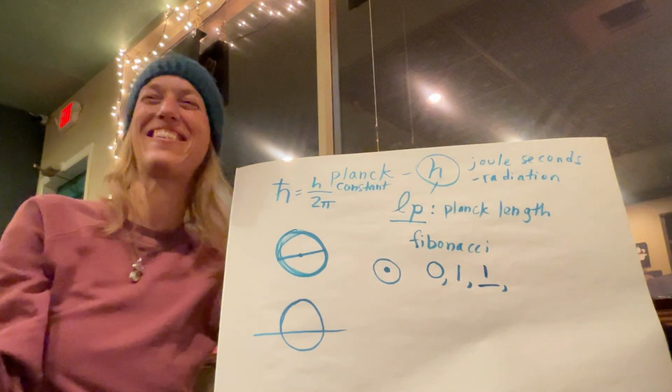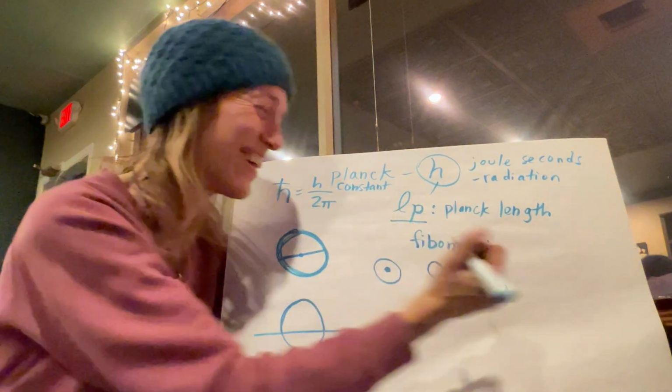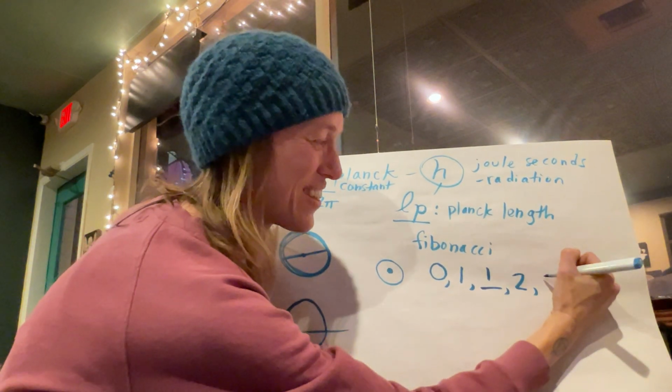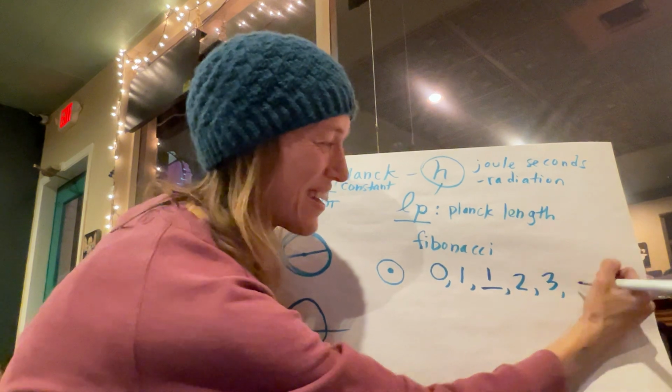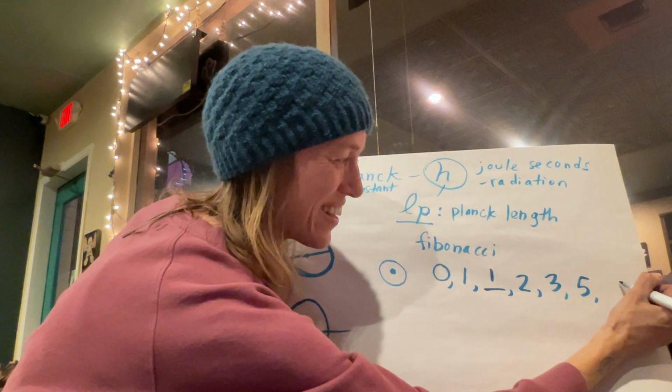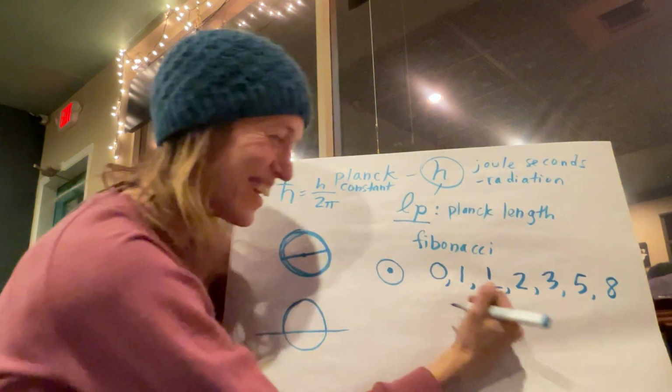Next is 2. That's not a trick question. Okay. The next one is 3. You went straight to 3 for some reason. Then 5. Then 8. Thank you. I appreciate that generosity.